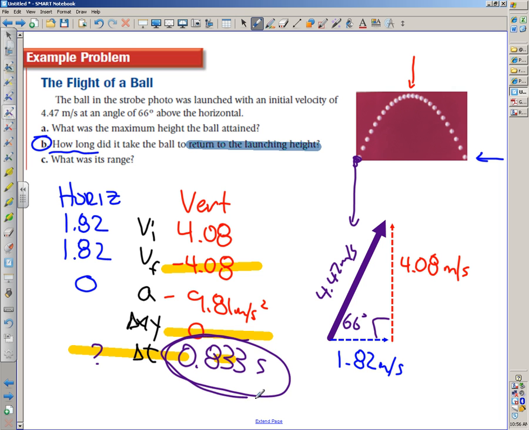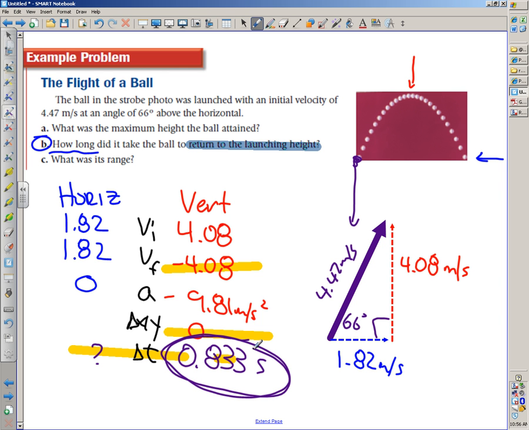Alright, so did we get 0.833 as far as our time? I rounded it. Well, you might have been using a different initial velocity, like the components. I used all those numbers on there.